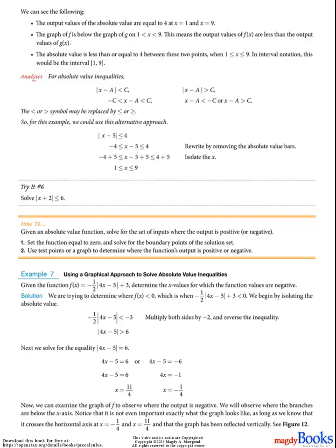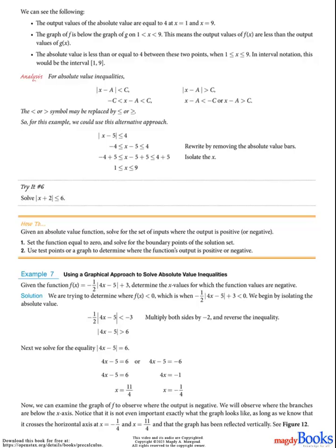3. The absolute value is less than or equal to 4 between these 2 points, when 1 ≤ x ≤ 9. In interval notation, this would be the interval [1, 9].